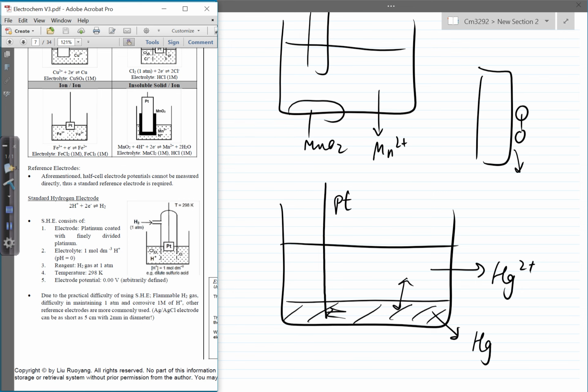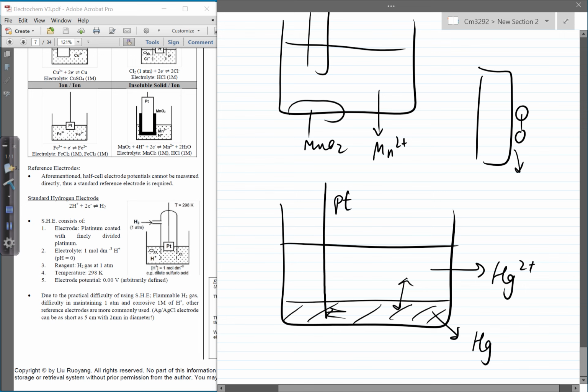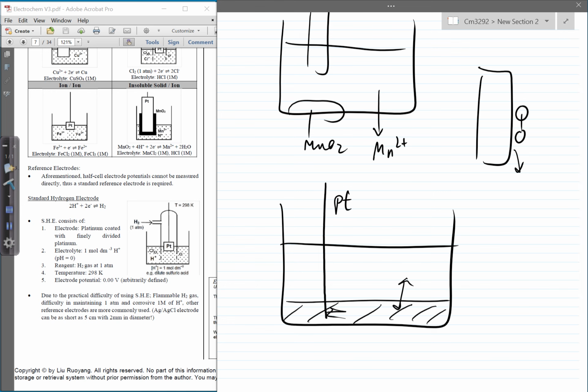Electrolyte, you will need 1 mole per dm cube of H+, which basically means pH 0, right? Reagent, H2 gas at 1 atm, temperature 298 kelvins, and we arbitrarily define it as 0 volts. This is something like a ruler. Last time they just defined 1 cm as like that. Of course you can define 1 cm differently and make everything with reference to that, correct? It's also correct, just that they arbitrarily define it as such.